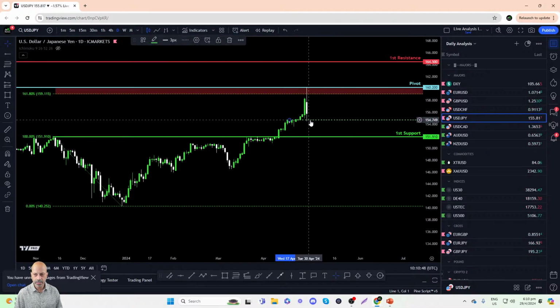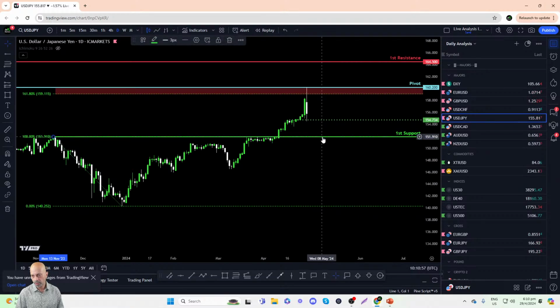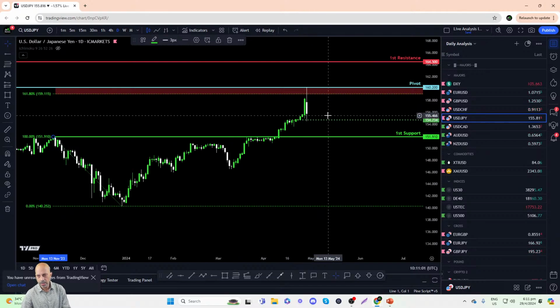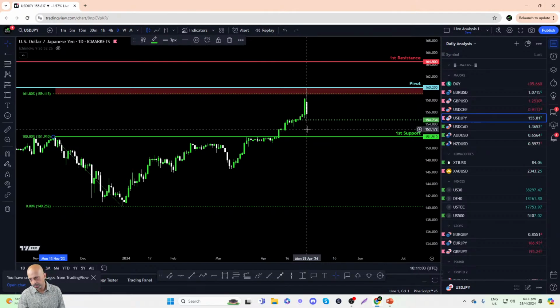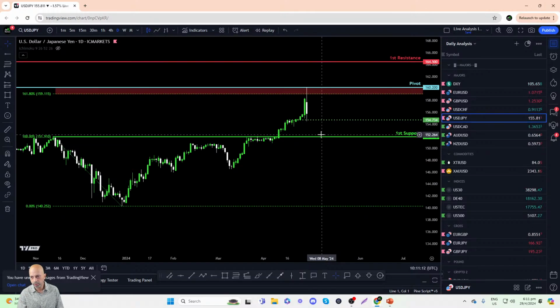Right, so take note. Should this level give way, so if you see dollar yen breaking underneath 154.73 quite cleanly, that is quite likely going to trigger a bearish move all the way down potentially to the first support at 151.91. So there may be a potential bearish breakout for the dollar yen, but especially if this level here doesn't hold up, then it's quite likely we could see dollar yen pull back all the way down towards the first support here.